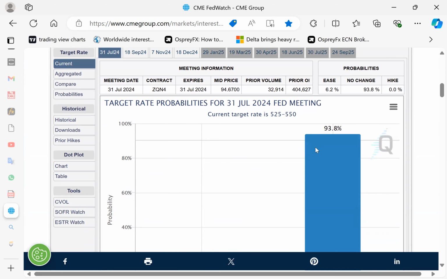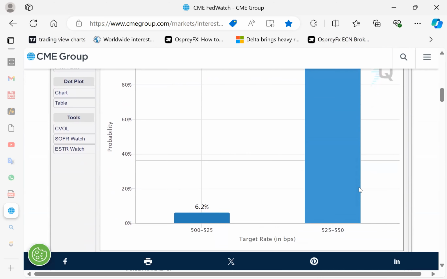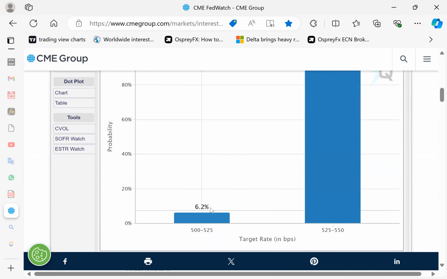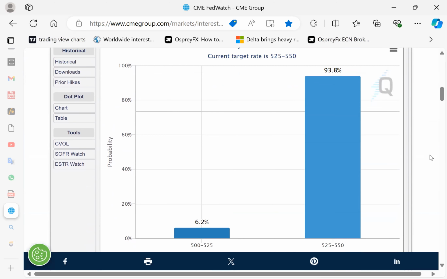And basically what this tool is telling you is that 93.8% of the traders think that the Fed is not going to lower the interest rates. Only 6.2% think they will. We'll see how this plays out. But there's another correlation that I want you guys to keep in mind. 90% of traders fail. 90% are wrong. 8% are successful. There's nothing that you'll ever be able to do to change that.